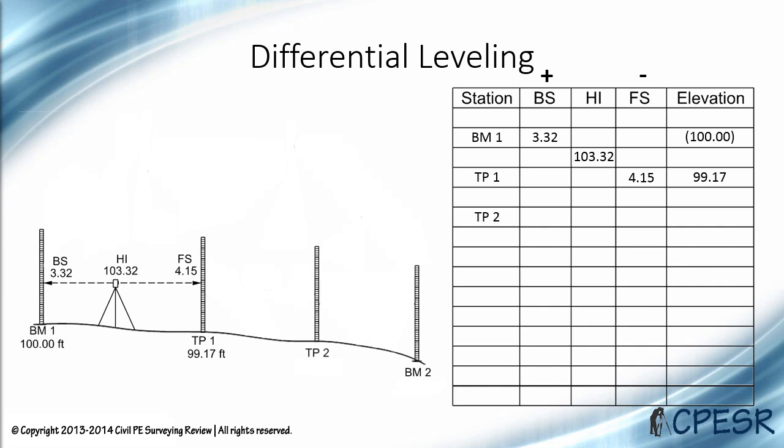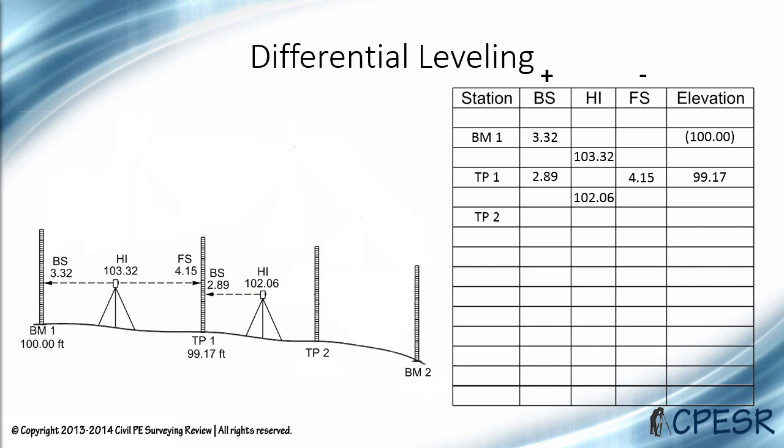Turning point number 2, you skip a space just like you did before. You skip a space. You take your backsight measurement. It's 2.89. We put that next to turning point 1. Now we have 99.17. We're going to add that to 2.89 to give you your HI. And then you put the HI in between your turning point 1 and your turning point 2.